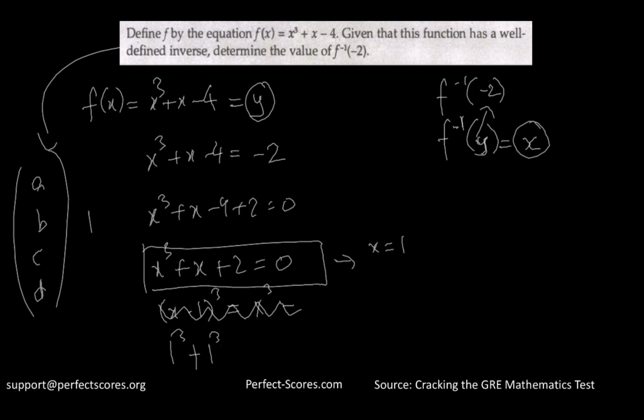So 1 cubed plus 1, sorry, this is negative 2. Minus 2 is actually equal to 0. So 2 minus 2 is 0. So 1 is something that satisfies this equation.